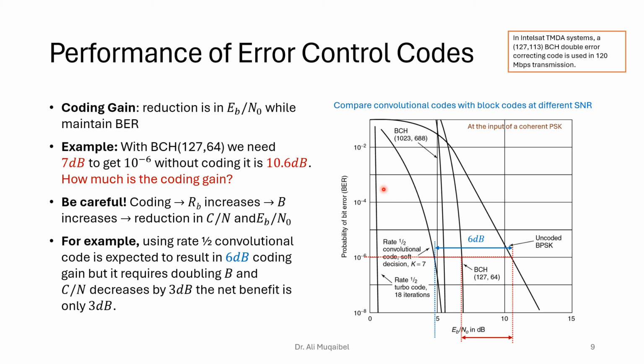An example from satellite. In a satellite TDMA system, a 127 to 113 code is used. A BCH double error correcting code is used in a 120 megabit transmission system. So this is just to give you an idea about some of the realistic examples used for satellite communication.